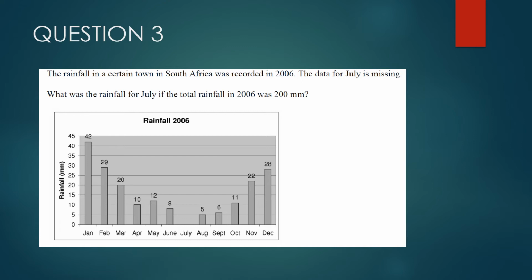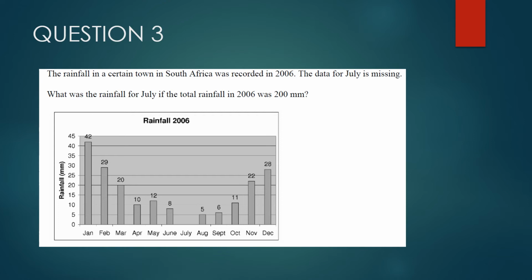So on the next slide, what they are telling us here is that rainfall in a certain town in South Africa was recorded in 2006. The data for July is missing, so we are supposed to find out how much it was for July, while all together for 2006 we have 200 mm.